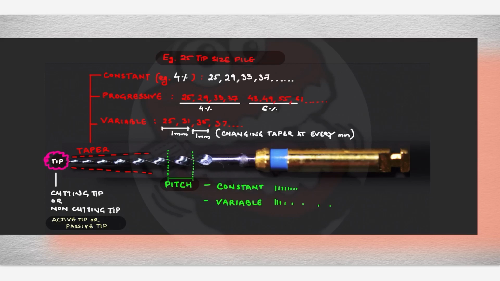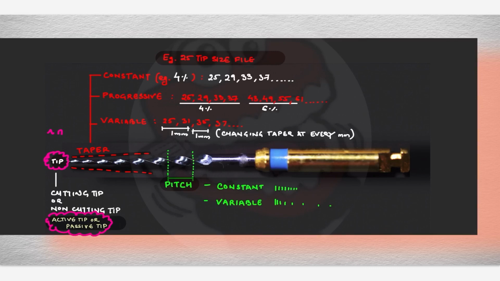First thing, this tip of the file is of two types. One you have seen is a sharp tip, and the second tip may be rounded. The tip that is sharp is referred to as the cutting tip, and when it is a blunt or rounded tip, it is referred to as the non-cutting tip. It is also referred to as the active tip if it is a cutting tip, or a passive tip if it is a non-cutting tip.